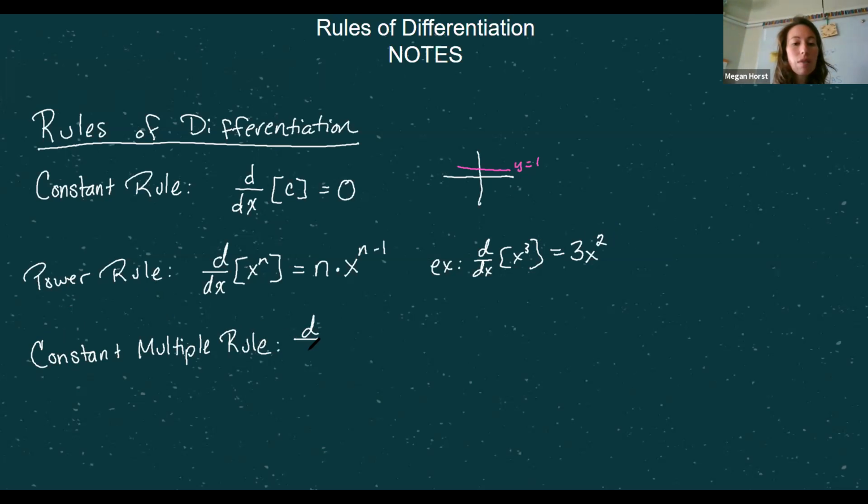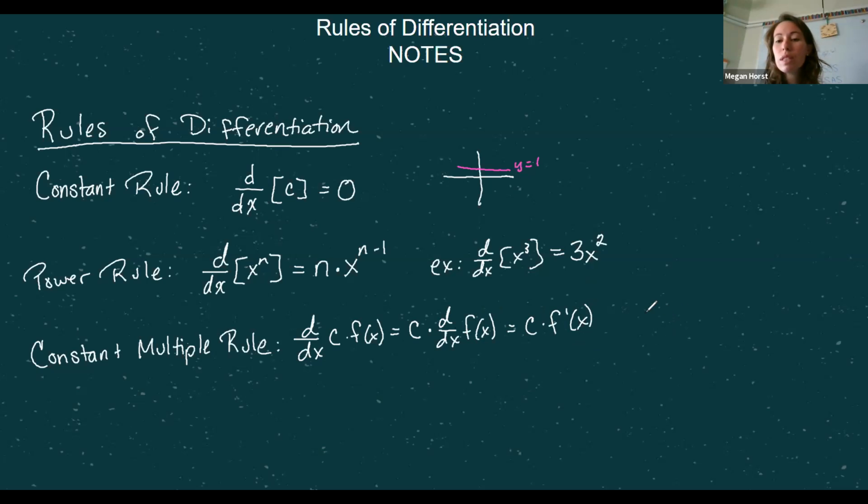And this just says that if I'm taking the derivative of some function, let's say c, so some constant multiplied by some function, f of x, that c is just going to stay on the outside. So it's the same thing as having c times d dx of f of x, which would be c times f prime of x, whatever the derivative of that function is.